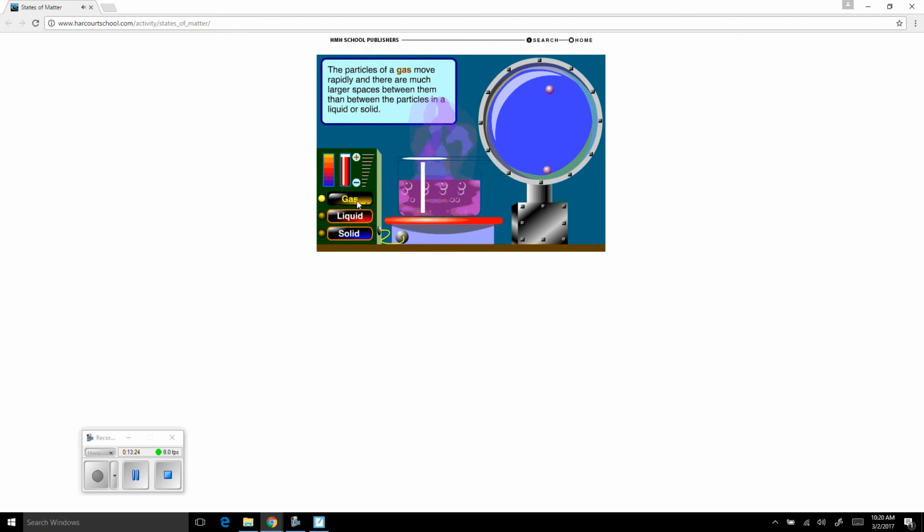So we can say a gas has the most kinetic, the least potential, and a solid has the most potential, least kinetic, inside of the substance. And remember, all of these refer to the internal energy inside of a substance.